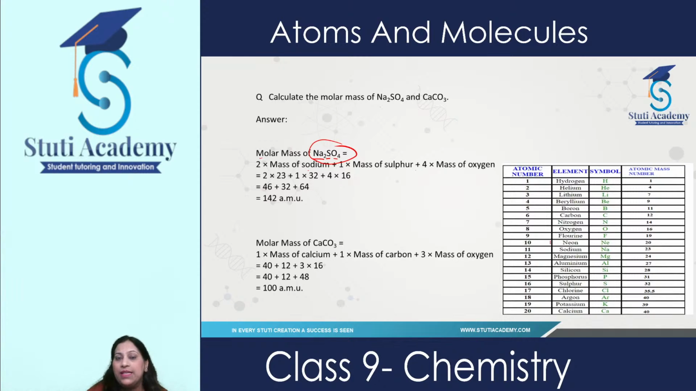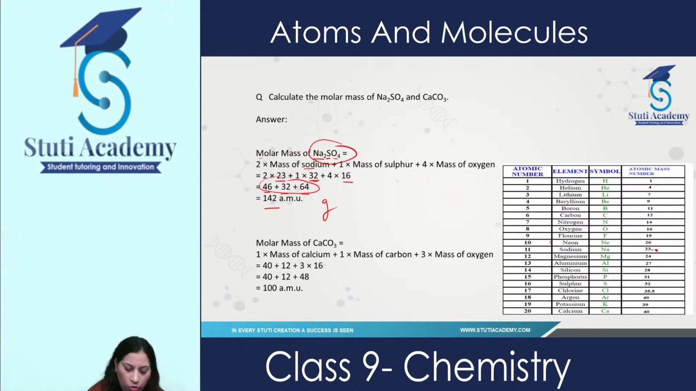Now after writing their masses, sodium, if you look at this table, is 23, and mass of sulfur is 32 and mass of oxygen is 16. So when you solve it, it is 46, 32, 64. And when you solve it, it becomes 142 AMU, or you can write grams. Okay. Now molar mass of calcium carbonate.